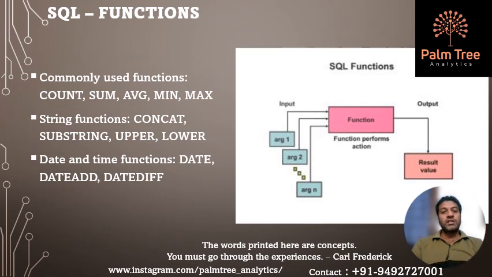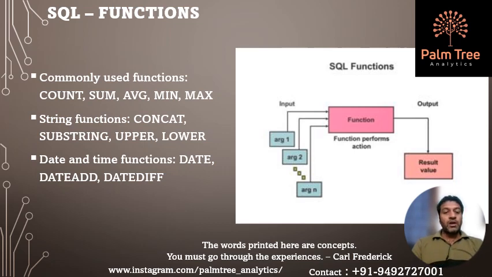SQL offers a rich set of functions that enhance its querying and data manipulation capabilities. Here are the key types of SQL functions. Common aggregate functions. Functions like count, sum, average, min, and max allow us to perform calculations on a set of values. For instance, count returns the number of rows in a group, while sum calculates the total of a numeric column.